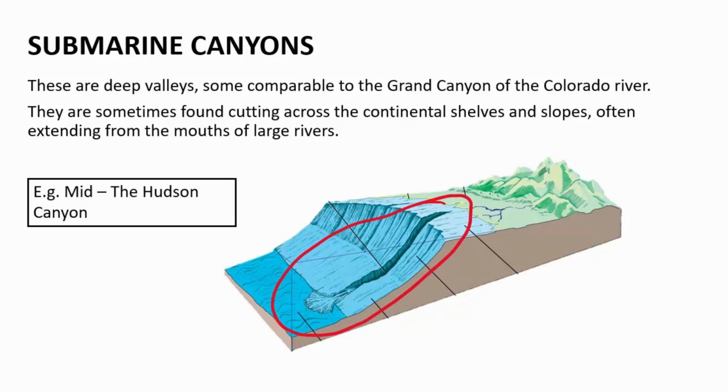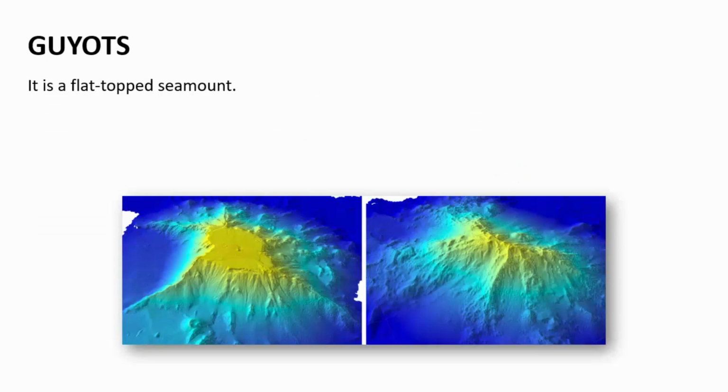So these are also the same as canyons. There is no technical difference. The only difference is that the submarine canyons are present inside the oceans. One of the most famous ones is the Hudson Canyon, which is present on the coast of the United States of America. The next minor relief feature in our list is guyots.